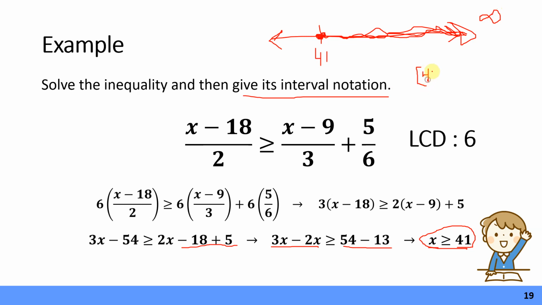The shading starts at 41 and it goes all the way to positive infinity. And we know that infinities always go with parentheses. So that is how you find the interval notation. So make sure that you know how to solve the problem and that you know how to write it properly.